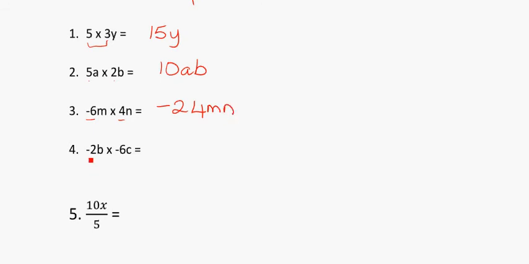Number 4. Negative 2 times negative 6. Whoop, 2 negatives. We've got a positive, so it's 12, and it's positive 12. And we've got a B and a C to go next to each other.